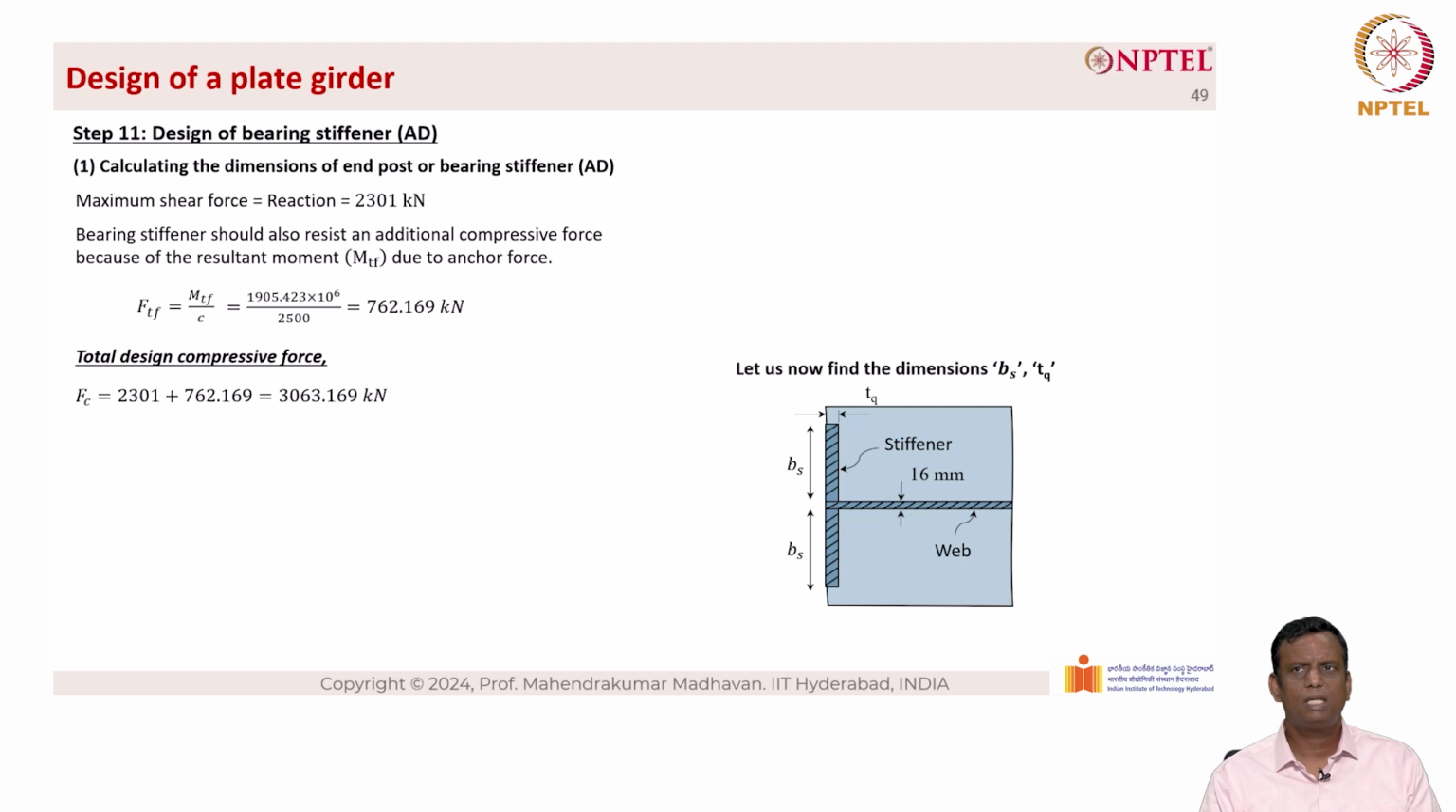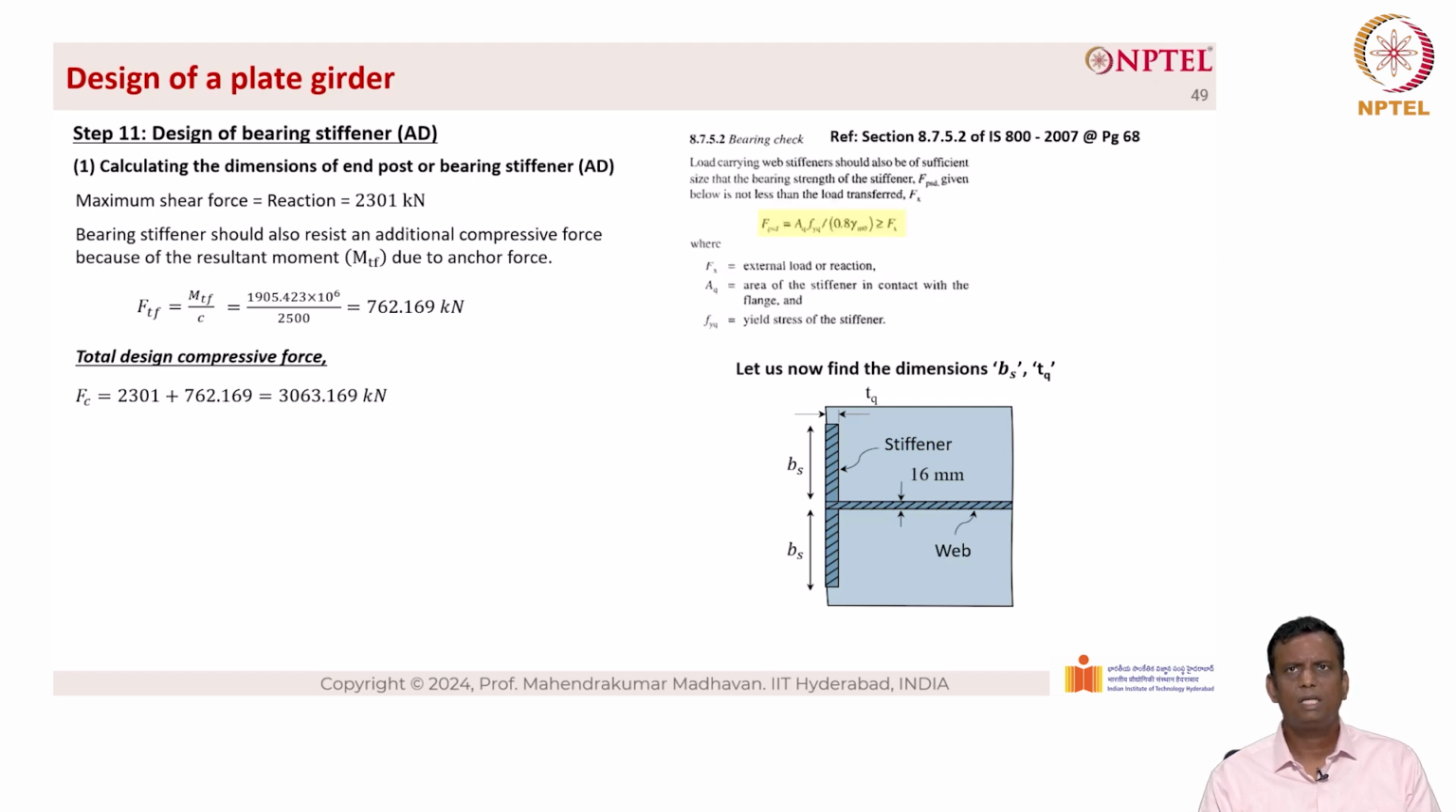Now let us find out the dimensions B sub S and TQ. Because it is an end stiffener, basically at the support location, you will not have the web on the left hand side, and so it resembles more like a T section if you look at it from the top flange view, and this is what you get. The stiffener width is B sub S and the thickness of the web is 16 mm.